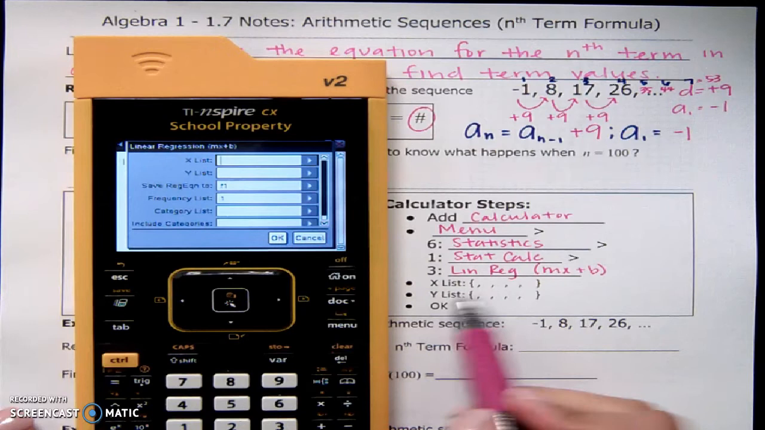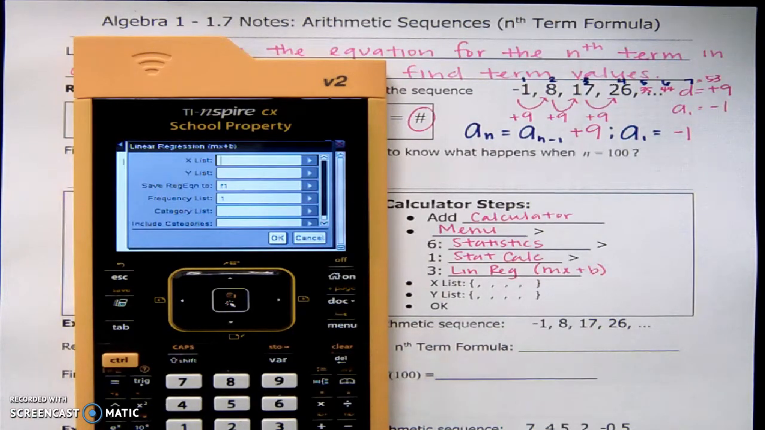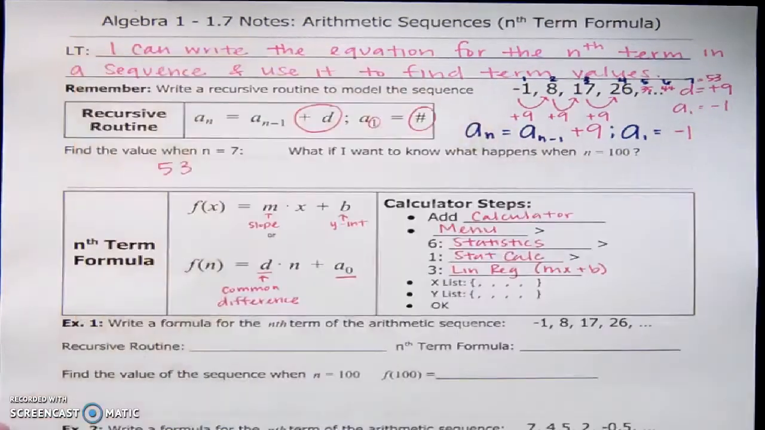And then we have our x list and our y list. So these are the same steps that we've done before to get the equation. The exact same steps. Calculator, menu, statistics, stat calculation, linear regression, mx plus b. And then you put in your x and y list with the braces and commas in between.